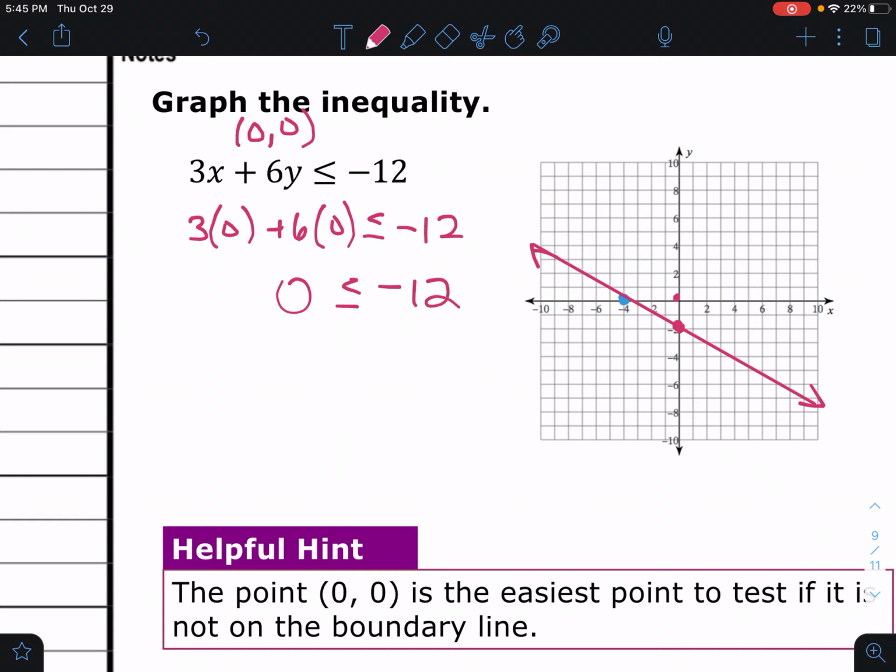Okay, is 0 less than -12? No, actually -12 is smaller than 0, right? So this is also a false statement. Okay, so what that means is I'm going to shade away from 0, 0. 0, 0 is up on the top side there, so we're going to shade this side. So again, if it's a true statement, shade the side 0, 0 is on.